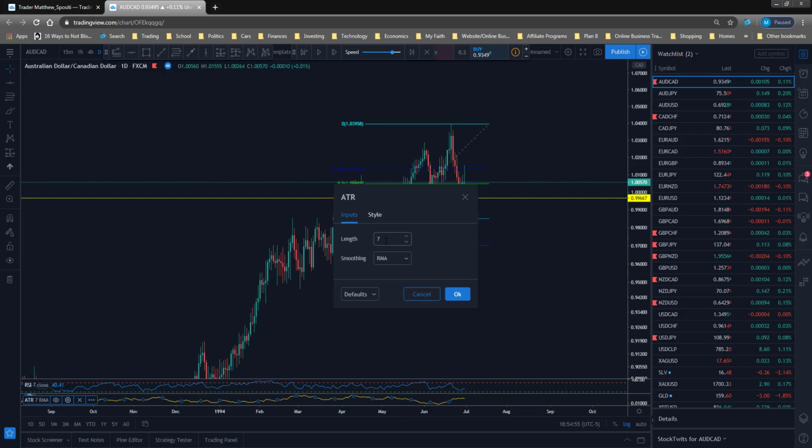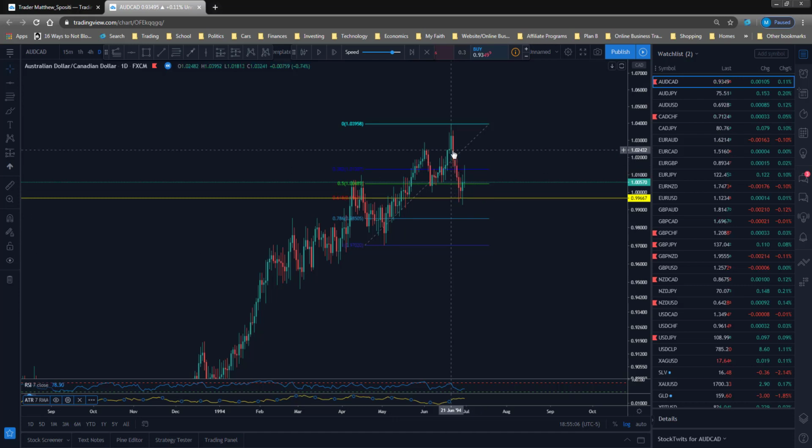So you're going to be taking an average of 7 candlesticks. That's what the average true range does. It calculates 1, 2, 3, 4, 5, 6, 7. It takes the highs and the lows of all 7 of those and averages it out and gives you a ratio that you can use to determine your stop loss.